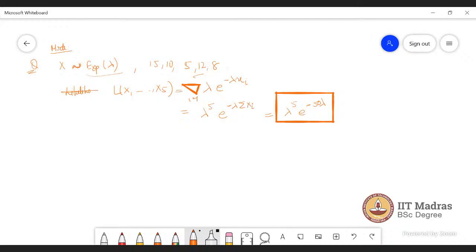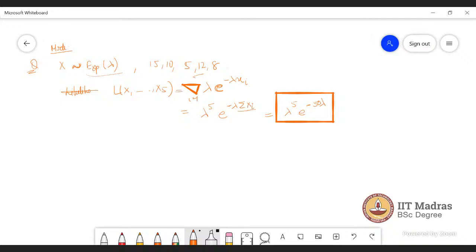It is the summation of all the given values, 15 plus 10 plus 5 plus 12 plus 8. If you do e to the power minus lambda x1, e to the power minus lambda x2, lambda will become common and we just sum over xi.